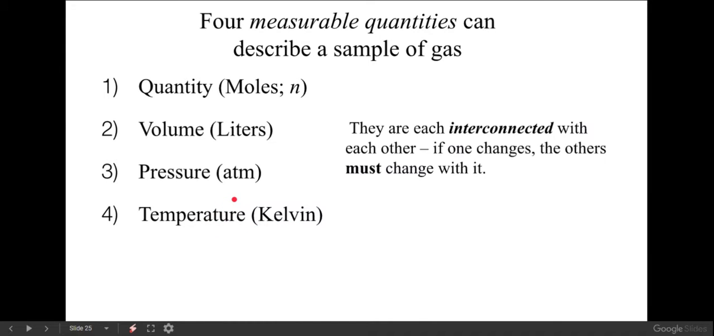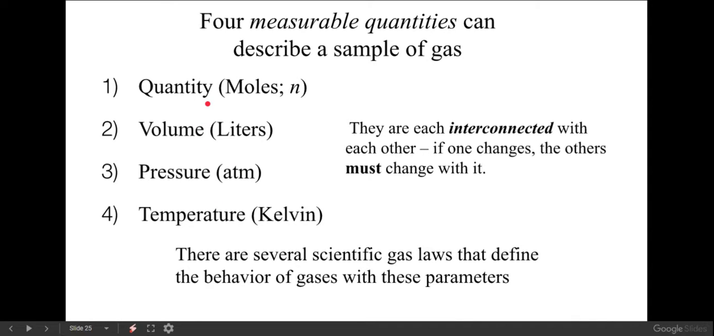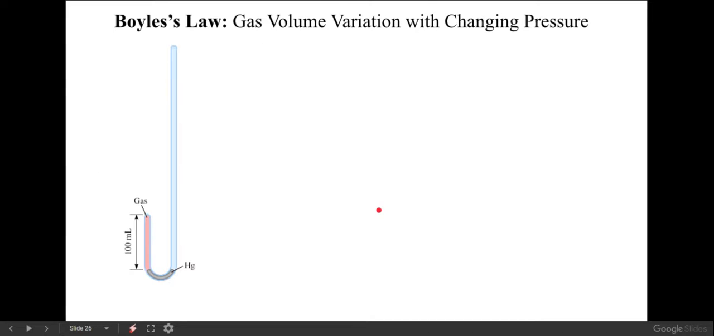So what we're going to see is that all four of these are interconnected. If you change one of them, you change at least one of the others. You might hold one constant and cause a different one to change. But based on these quantities, there are several scientific gas laws that were discovered in the late 1700s, early 1800s. Again, way before we had any idea of what atoms and molecules were. Again, these gas laws don't specify why it works. It just shows us that it does work.